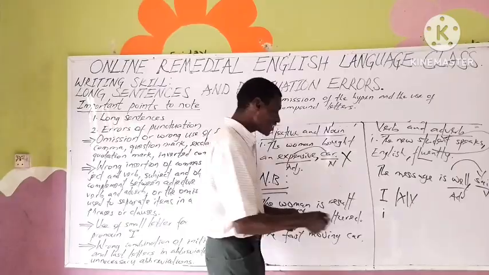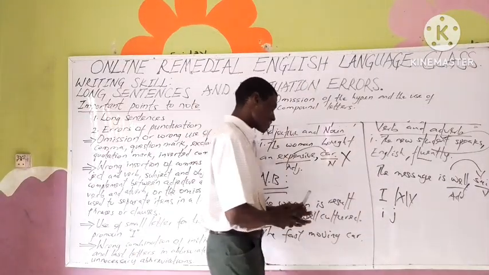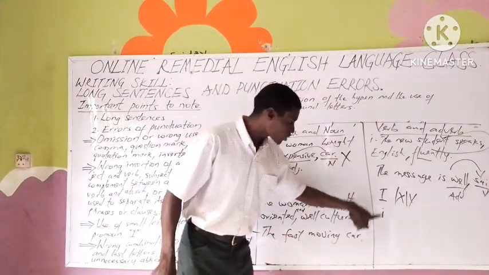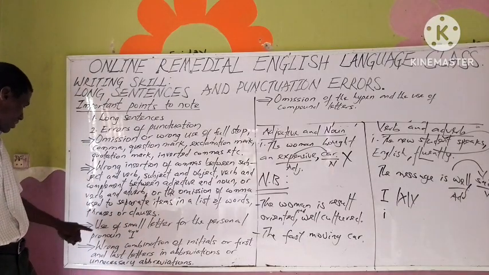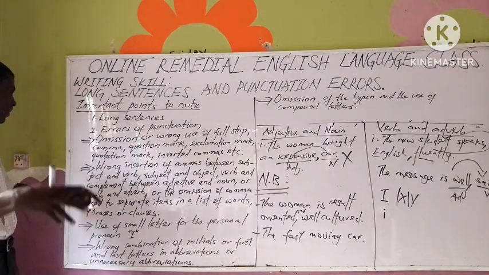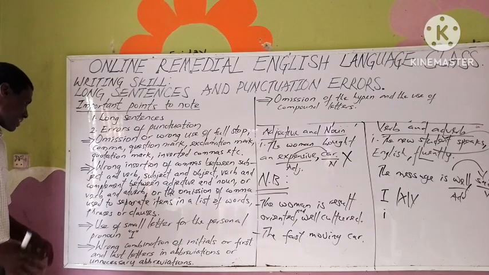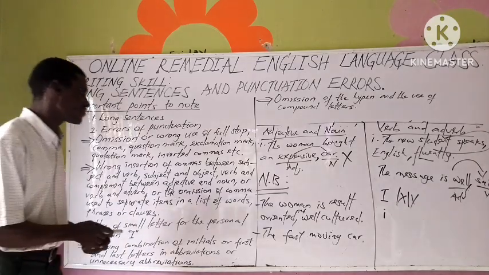Not just I alone. Dot your I, dot your small letter J. But we are not focusing on this for now. So please take note of this. Very, very important. The next item: wrong combination of initials or first and last letters in abbreviations, or unnecessary abbreviations.